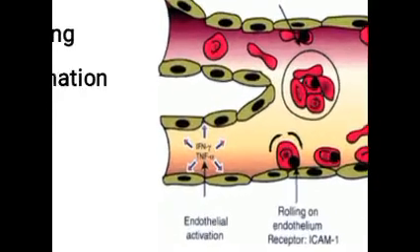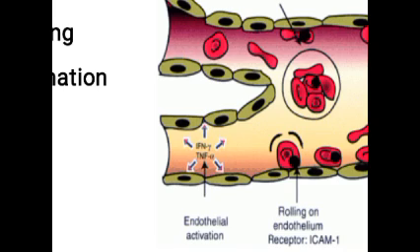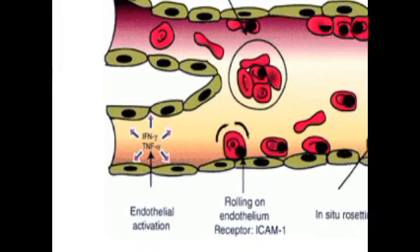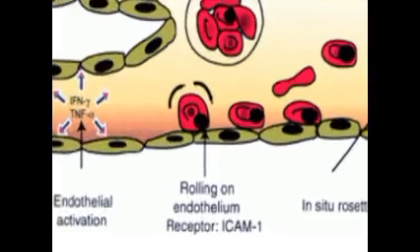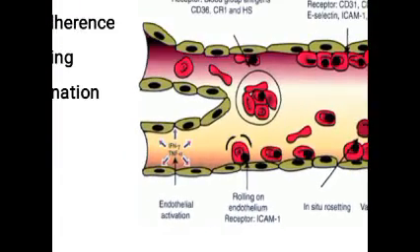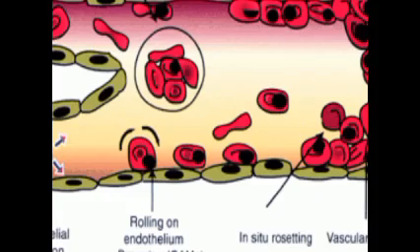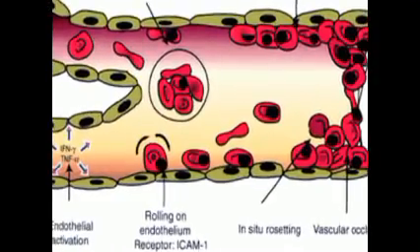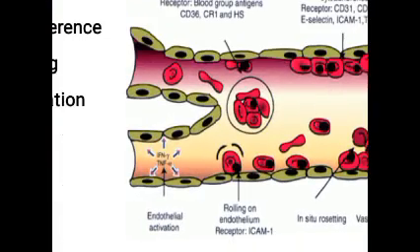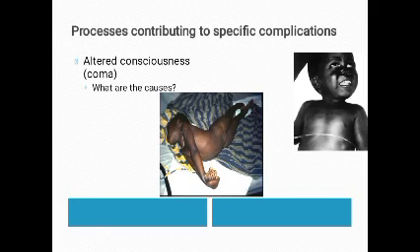Endothelial activation, rolling on endothelium receptor ICAM1, in situ rosetting, vascular occlusion, and flow changes are processes contributing to specific complications, altered consciousness, or coma. What are the causes?